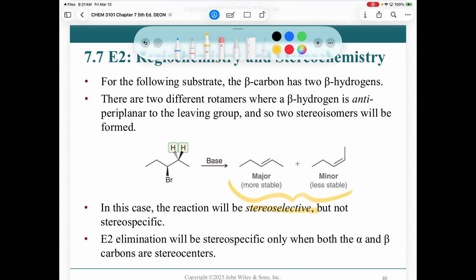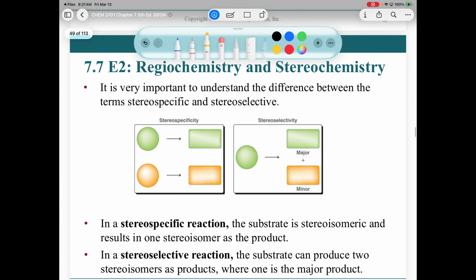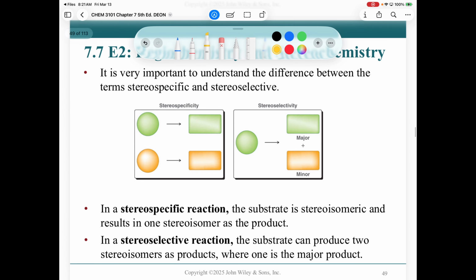Specific means you get what? One single product, okay? This is the way David Klein says it. He says if it's selective, you have a single substrate, but you get a major and a minor product. And he says if it's specific, well, you start with one thing and you get one thing in the end, right? You get one product.